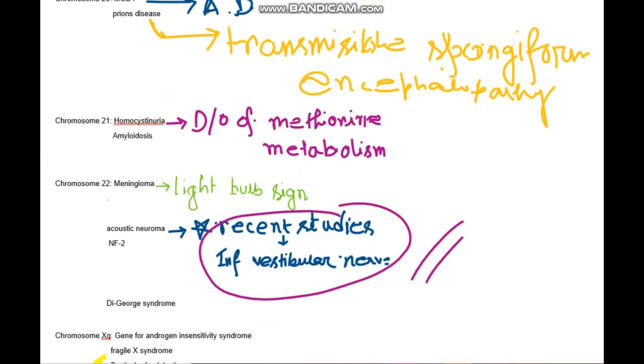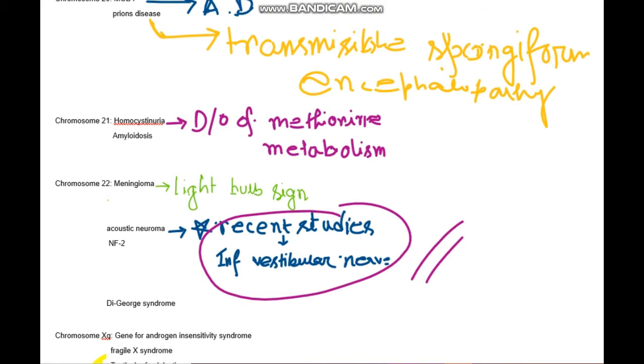For chromosome 21, we have homocystinuria, a disorder of the methionine metabolism, and amyloidosis, in which under the microscope we can see apple green birefringence. It's a multi-system disorder, so we'll have to make another video on that.